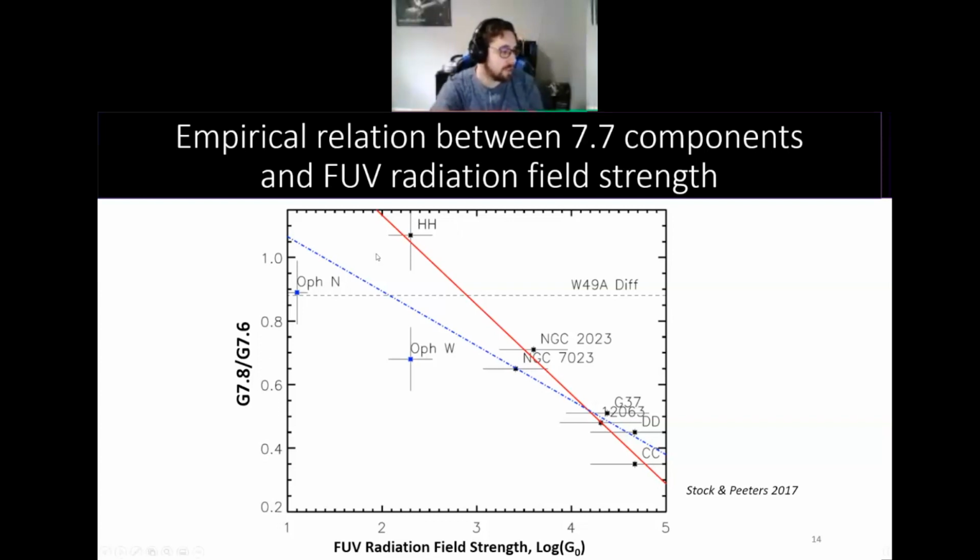However, you can see that the low G0 range is poorly populated, and this relation can change even with additional points at very low radiation field strength. So one of our goals is to get more data to better populate this entire parameter space and further constrain this relationship.